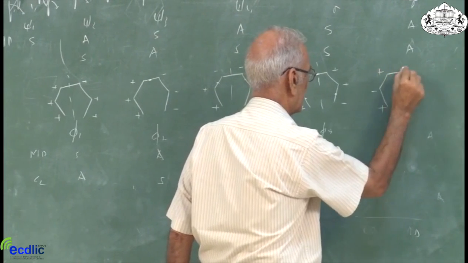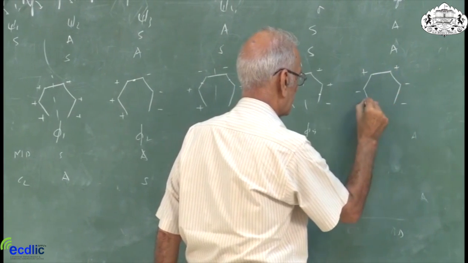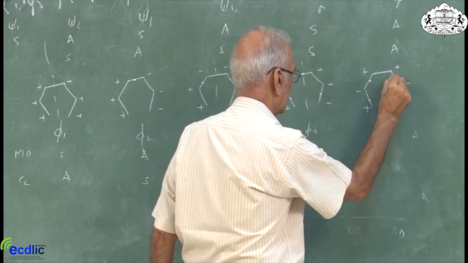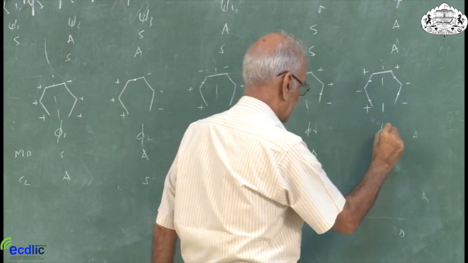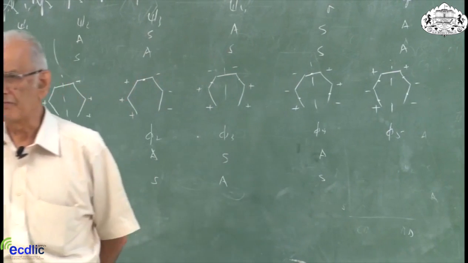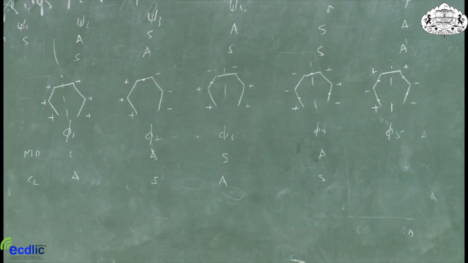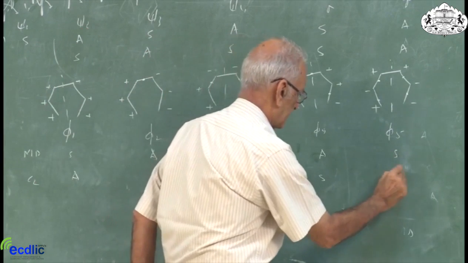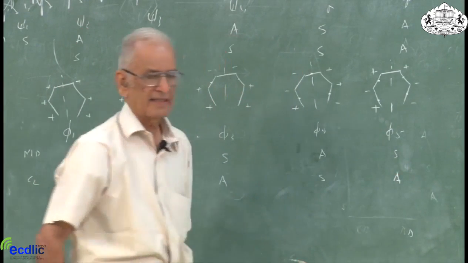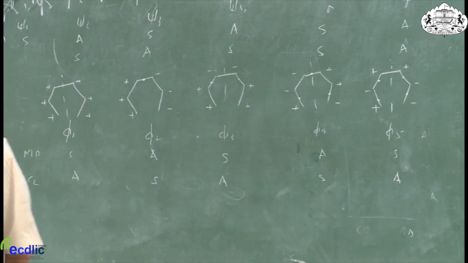Plus, minus, plus, plus, minus, plus. One node, second node, third node, fourth node. This is your 5th orbital. Mirror plane is symmetric, C2 is anti-symmetric.